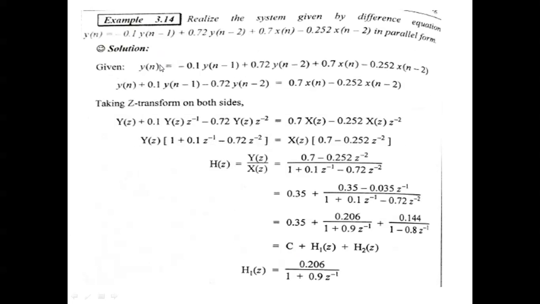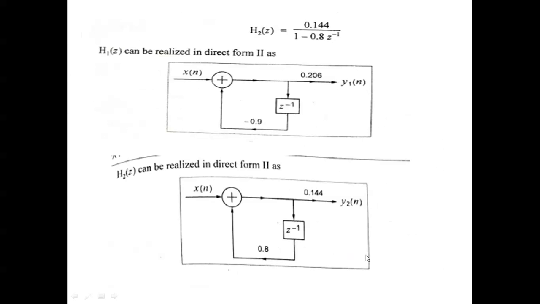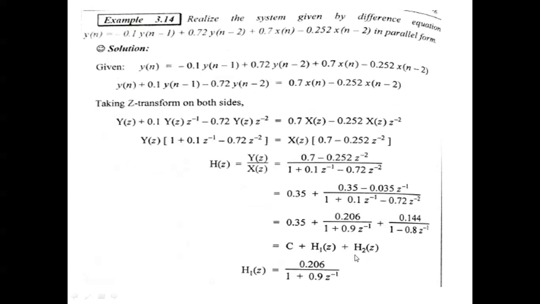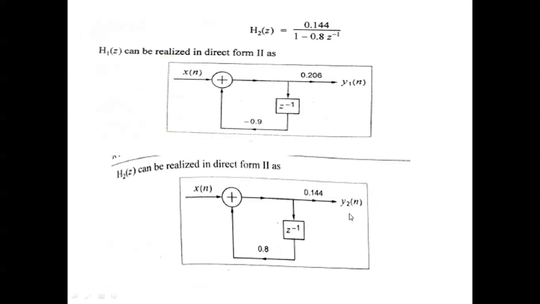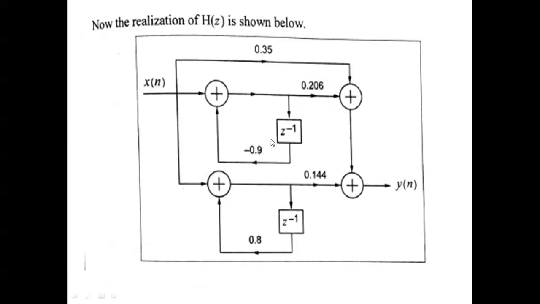Okay, the example they gave. So Y(n), the value is there. So that's the formula Y(z) to X(z). With numerator and denominator, they get H1(z) and H2(z). After H1(z) and H2(z), they take the direct form 2 for H1(z) and H2(z). Then get it from these two equations. This is H1(z), this is H2(z). After that, they will be connected in parallel. So that is called parallel realization.